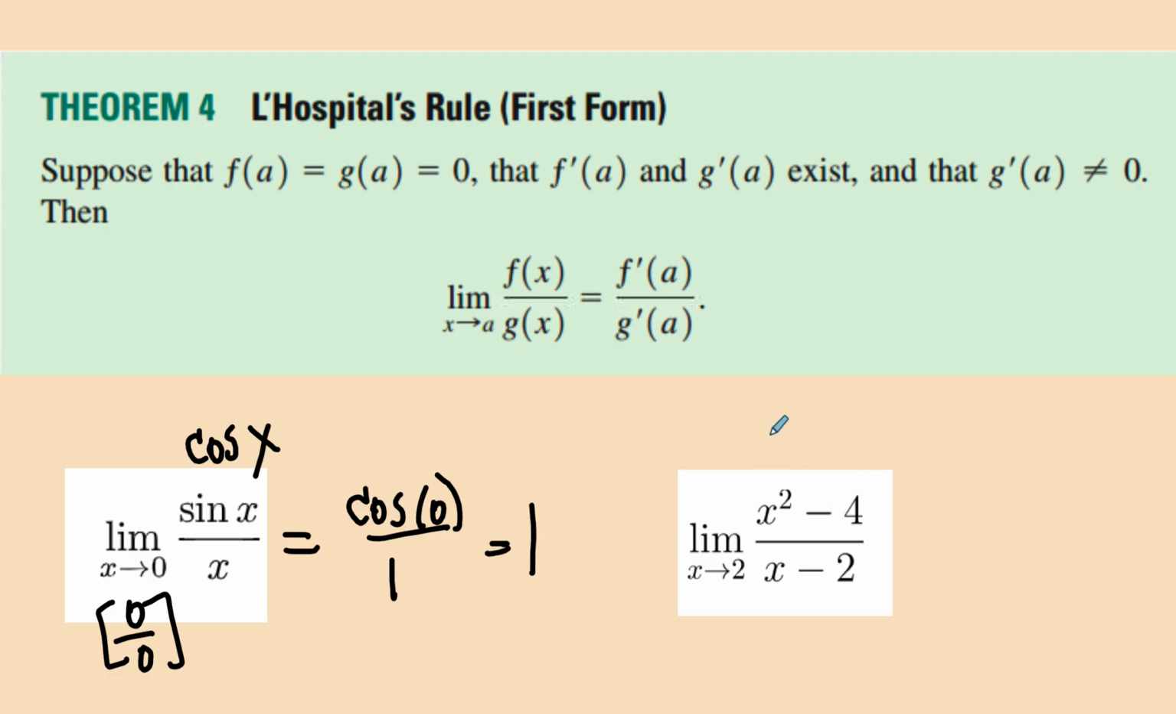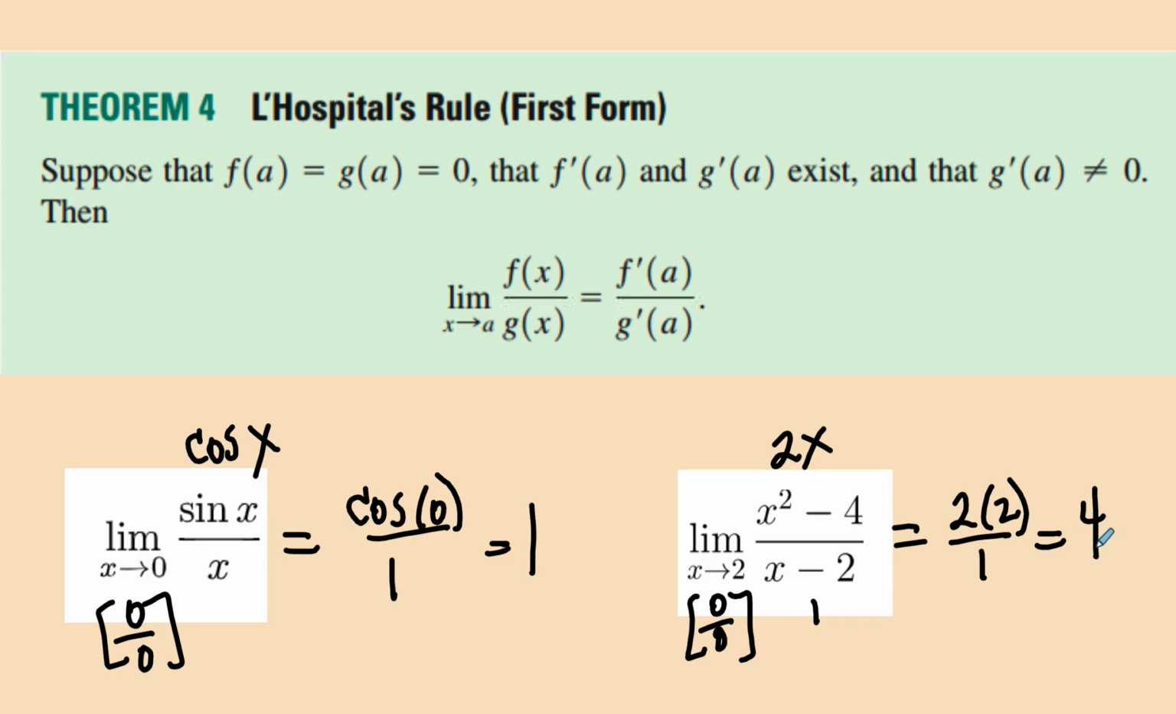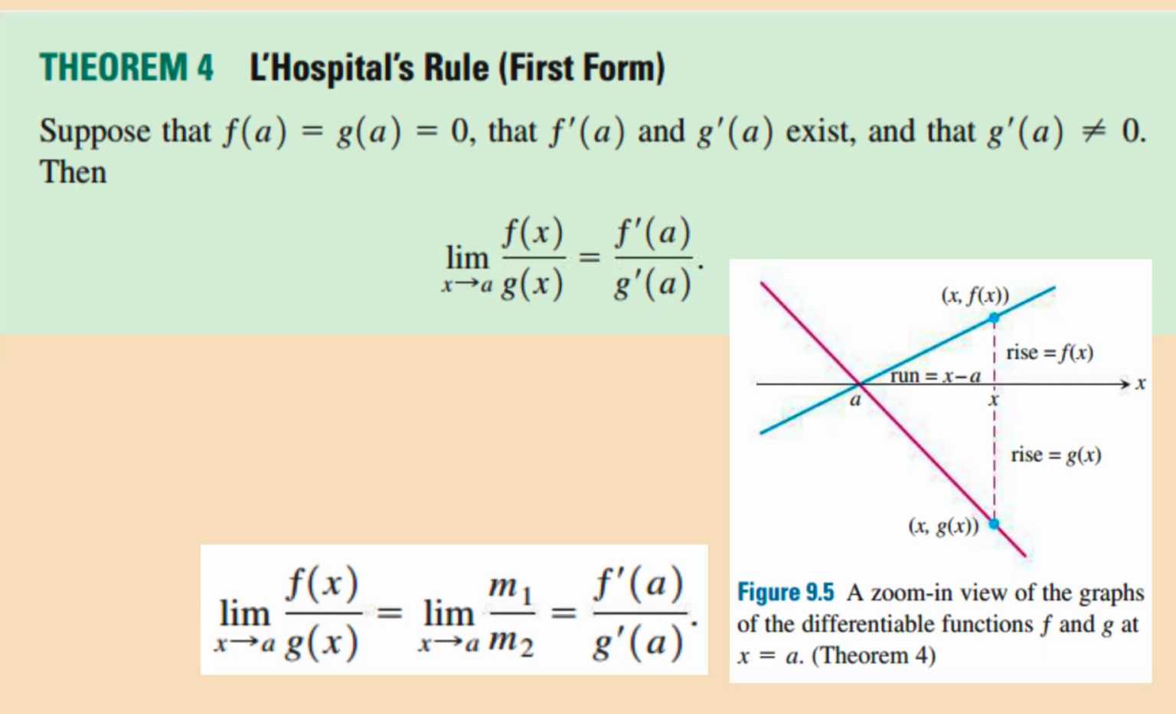Over here, the derivative of the numerator is 2x, the derivative of the denominator is 1, and remember, this is an indeterminate form, otherwise we're not allowed to use it. And then the derivative evaluated at 2 will be here, and the derivative here is 1, and the answer is 4. These are the same answers that I got before with an algebraic technique. Now I'm using L'Hopital's rule.